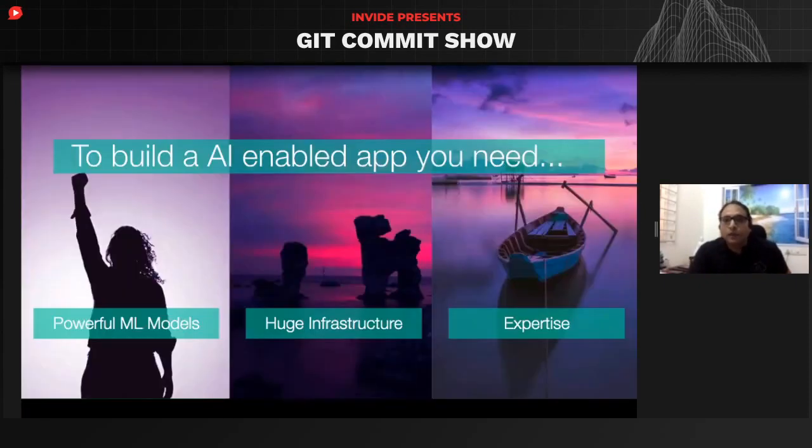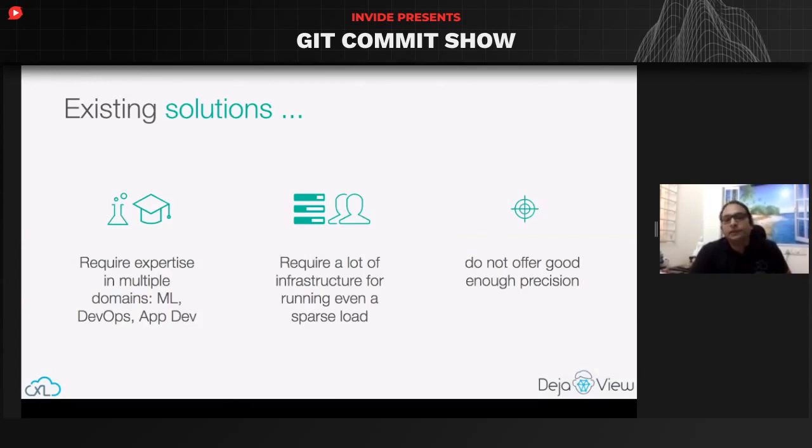So for building an AI app, what you need is a powerful machine learning model, huge infrastructure, and expertise in the domain of scaling as well as in the domain of machine learning. The existing solutions require the developers to know what ML is, how to scale it, how to deploy it, and so on. At the same time, it requires the developer to launch a lot of infrastructure. It has to have various kinds of services and so on. I'll go into those details.